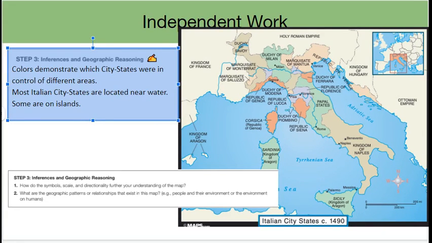Now, the second question: what are the geographic patterns or relationships that exist in this map, like people and their environment and the environment on humans? Well, most Italian city-states, if you look at them, the cities are those little brown things, are located near water. Obviously, the state around it. And some, like Corsica and Sardinia, are on islands specifically.